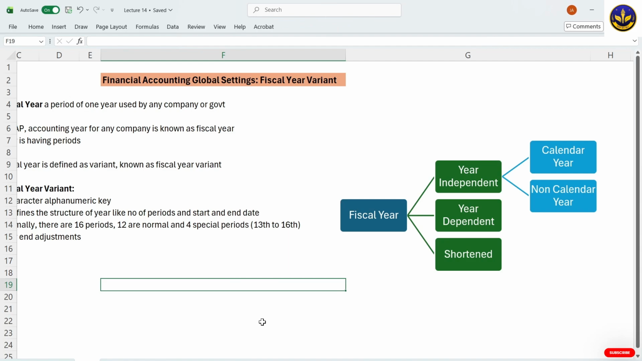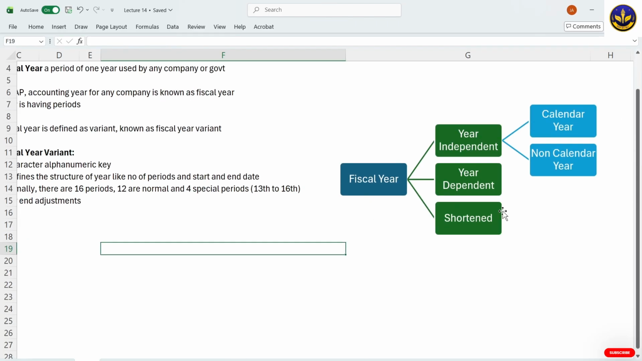So in SAP, basically, we have three types of fiscal year. Number one is the year independent, then we have the year dependent, and then we have the shortened fiscal year. Under the year independent, we again have the calendar year and the non-calendar year. Now we have to understand what year independent means. So we have to write year independent fiscal year.